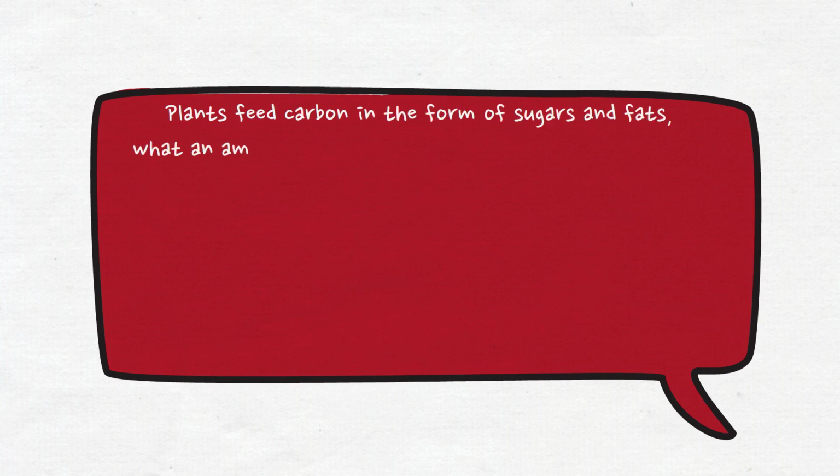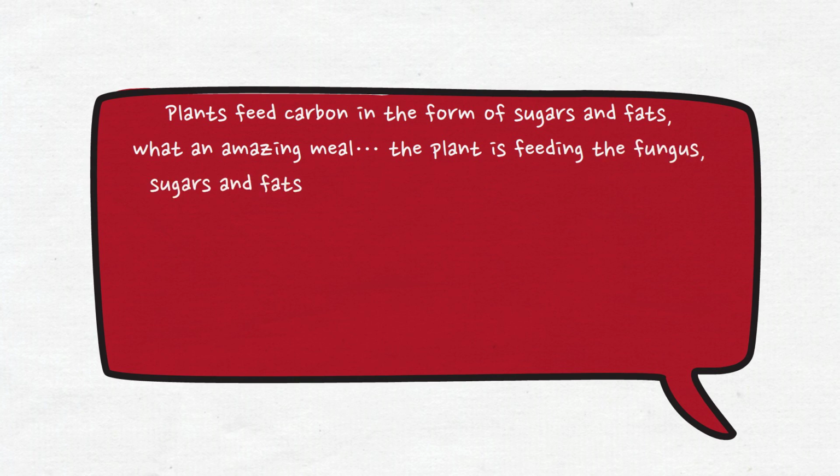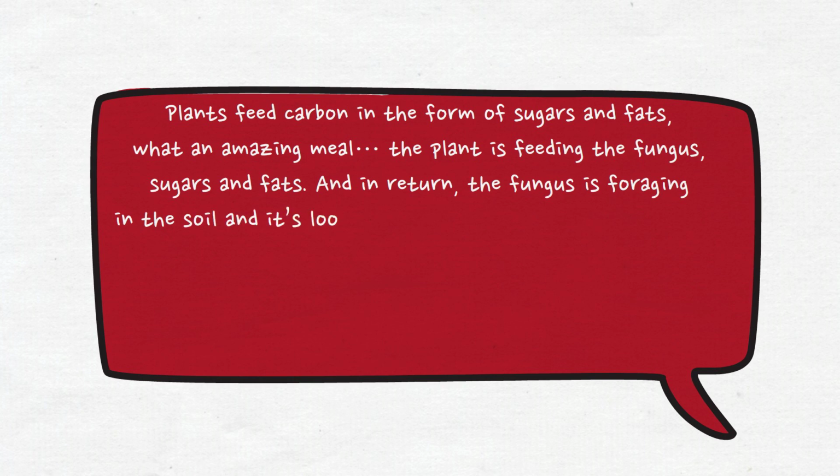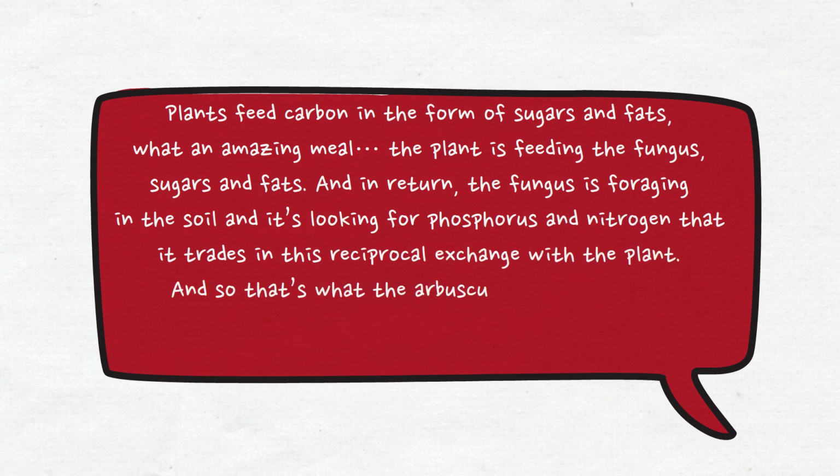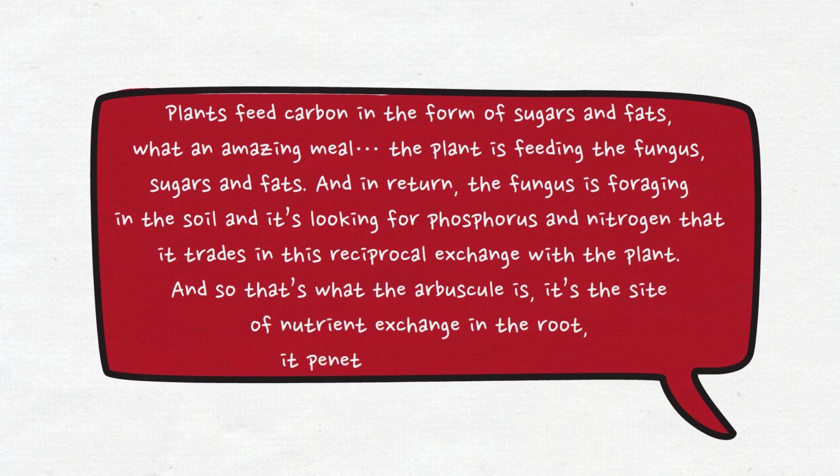Plants feed carbon in the form of sugars and fats, right? What an amazing meal. The plant is feeding the fungus sugars and fats. And in return, the fungus is foraging in the soil, looking for phosphorus and nitrogen that it trades in this reciprocal exchange with the plant. And so that's what the arbuscule is. It's the site of nutrient exchange. But it's in the root. It penetrates into the root.